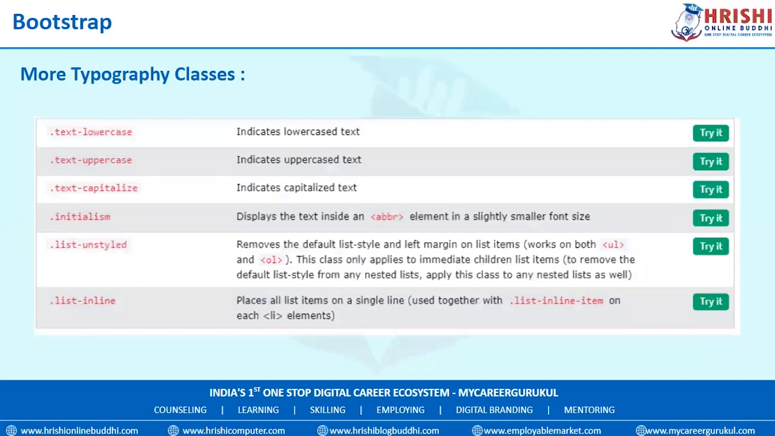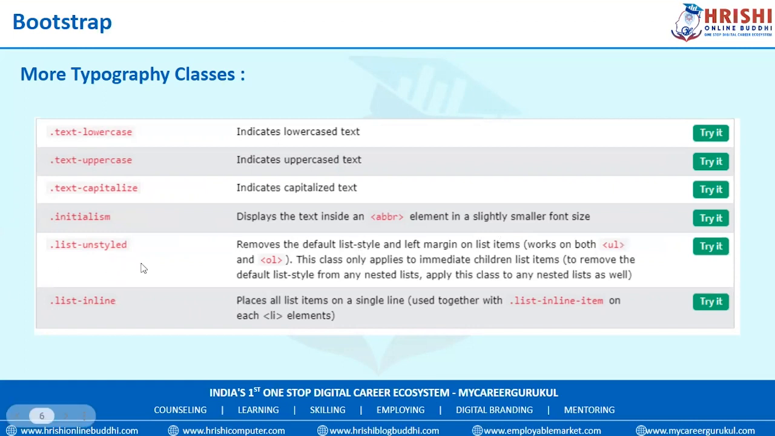Next is dot text lowercase, which helps us to make our text lowercase, the same as uppercase and capitalize. Then is dot initialism. It displays the text inside an abbreviation element in a slightly smaller font size. So if you use dot initialism inside the abbreviation tag, the text inside the abbreviation will be shown in a slightly smaller font.